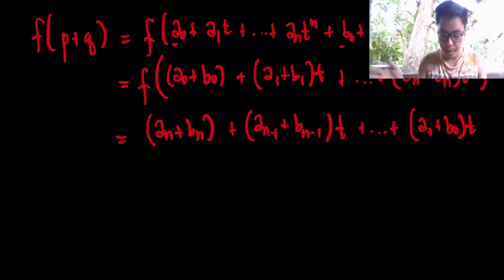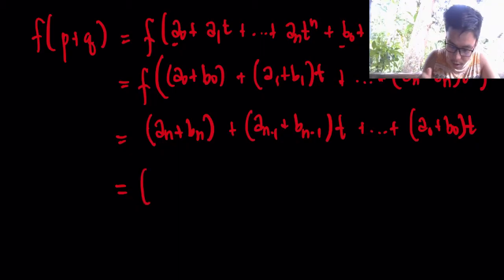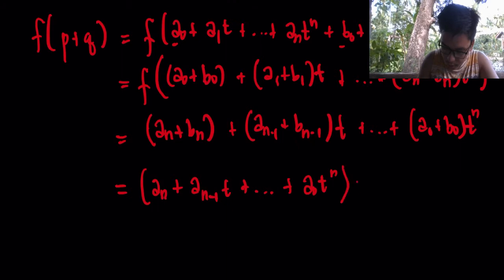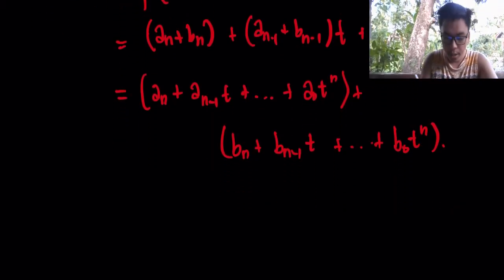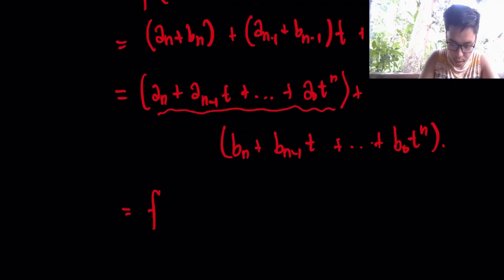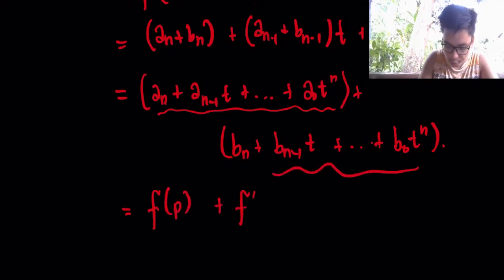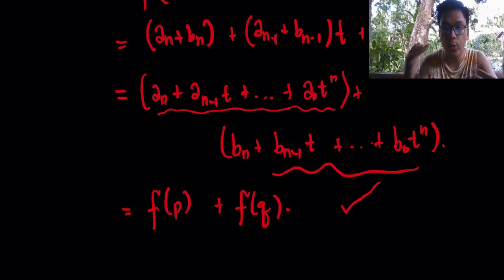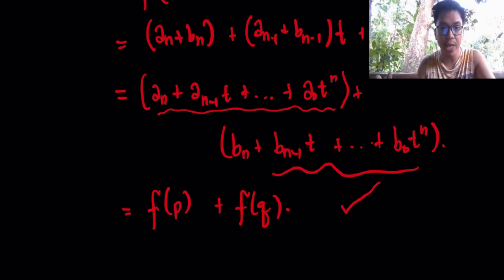So I can regroup them again in the way that I would have an and then an minus 1 t, up until I would have a sub 0 t to the n. Okay, t to the n here. And I will also have a group of bn plus bn minus 1 t up until b sub 0 t to the n. Okay, now remember this is already our f of p, and this one here is actually our f of q. Okay, so therefore condition 1 is satisfied. So our next problem is to identify condition 2, whether it's satisfied or not, before we can jump to a conclusion on whether this mapping is actually a linear transformation or not.